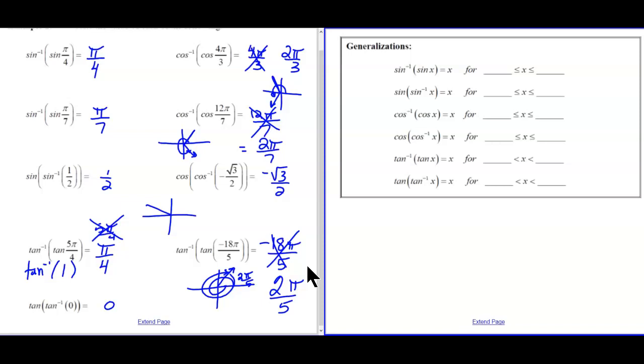Okay, so let's generalize. Take a look at what these are. This is sine inverse of sine of x. This is sine of sine inverse of x. Notice these. When will these be the same as what you started at? Well, for x in this case, which is an angle, for what angles will this remain the same? Remember for sine, if you look back at your definitions up here, that's going to be between negative pi over 2 and positive pi over 2.